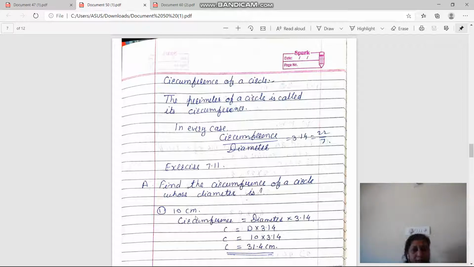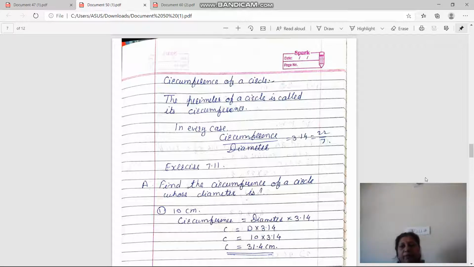Now find the circumference of a circle whose diameter is given. It's not circumference, the diameter is given. Okay, so 10 is the diameter and we have to find out the circumference. So first of all, we will write the formula. Circumference is equal to diameter multiplied by 3.14. Okay, so see here, diameter is given in tenth multiple, so I have taken here 3.14. Okay, if it is in seventh multiple, you can take 22 upon 7. Get it? So C for circumference. C is equal to D multiplied by 3.14. So D is 10. 10 multiplied by 3.14, it is 31.4 centimeter.